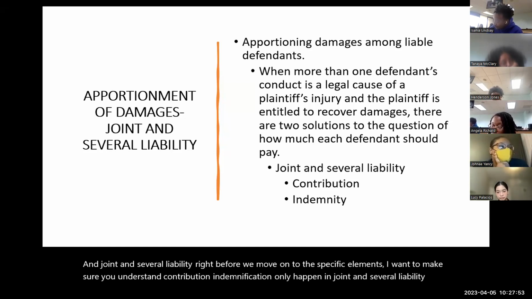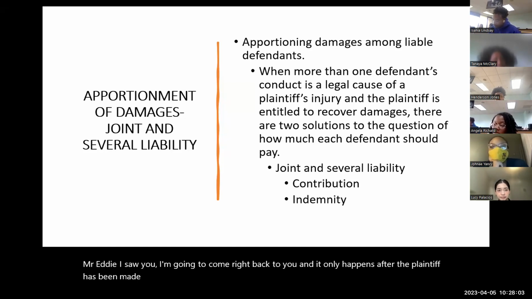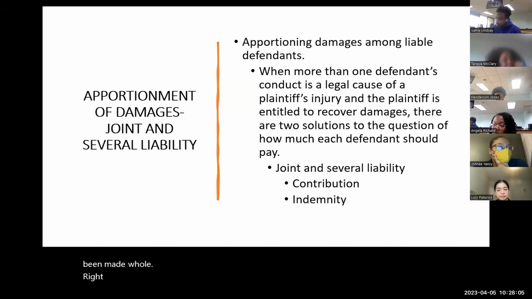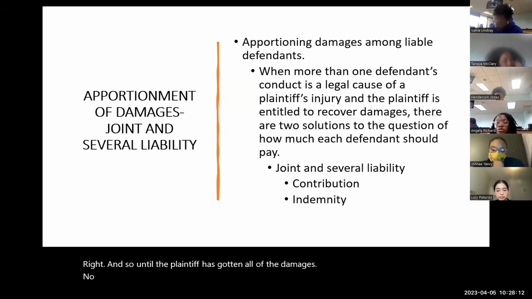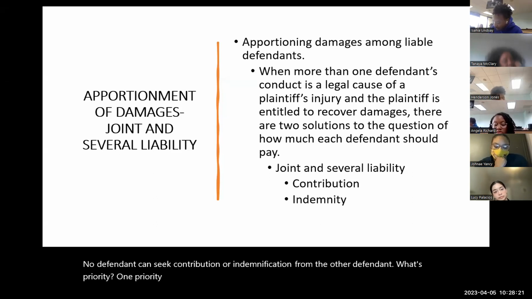And Mr. Edie, I saw you, I'm going to come right back to you. It only happens after the plaintiff has been made whole. Until the plaintiff has gotten all of the damages, no defendant can seek contribution or indemnification from the other defendant. What's priority one? Priority one is to make the plaintiff whole. Mr. Edie, you had a question.